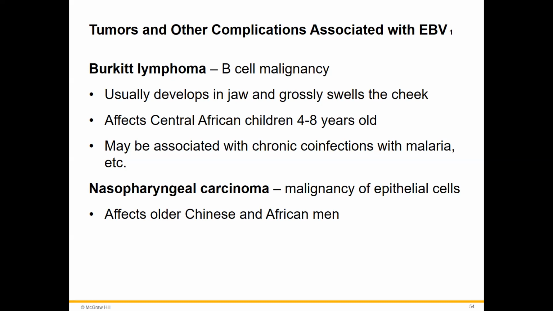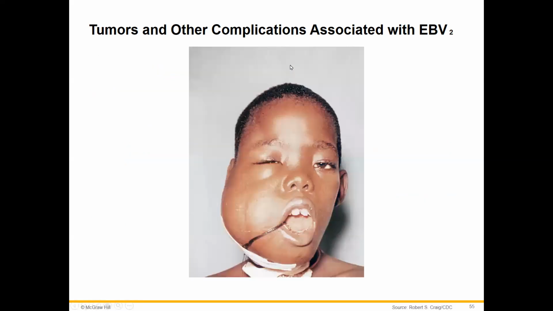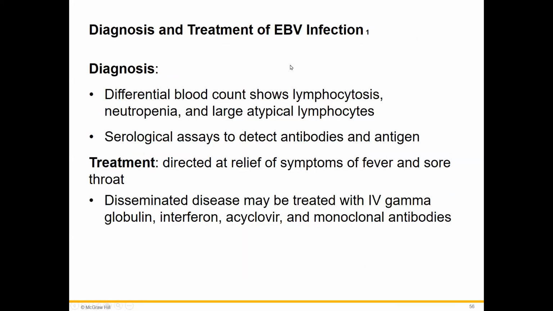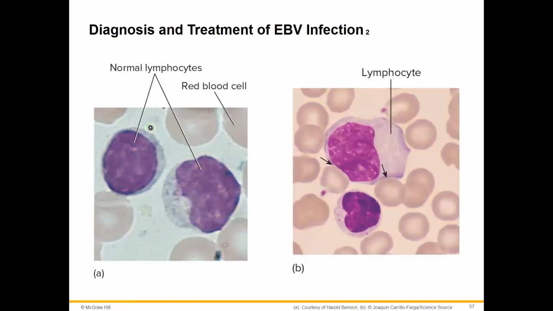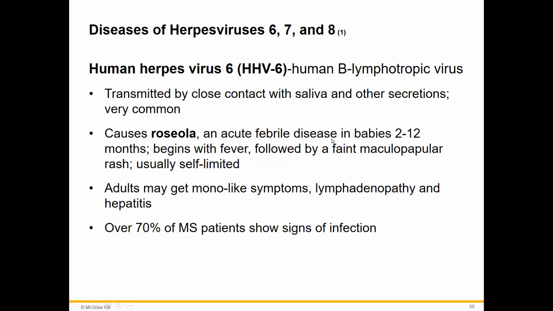You can see nasopharyngeal carcinoma as well as an association with Epstein-Barr, but I wouldn't worry about it as much. I would really have Burkitt's lymphoma, B-cell malignancy. That's a Burkitt's. This is where you can see normal lymphocytes, red blood cells, versus a lymphocyte that's been affected by Epstein-Barr infection. So it's abnormally shaped, wavy shaped.